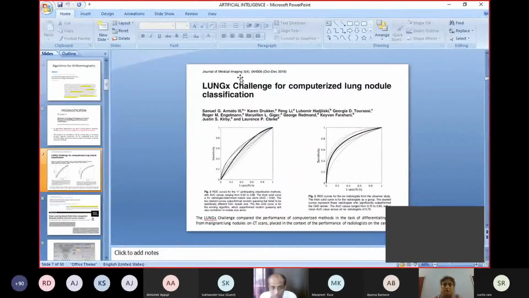This is a nice paper from the Journal of Medical Imaging showing the LUNGx challenge for computerized lung nodule classification. You can see there are two curves, and 70 lung nodules were taken, and the radiologists were asked to define, based on the size of the tumor, whether it is cancer or non-cancer. Similarly, with the help of artificial intelligence, 10 computer algorithms were generated which predicted whether it is cancer or non-cancer. The deep black line is the radiologist-defined line, and there are two algorithms by the computer showing a better diagnosis compared to the radiologist's naked eye, showing the cancer is present with this size of the lung tumor.